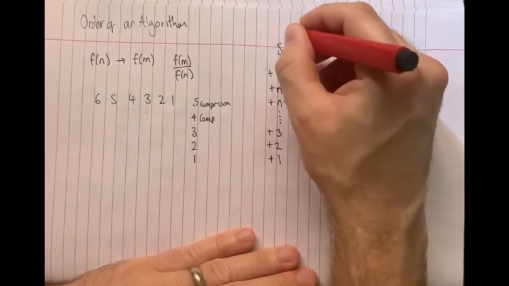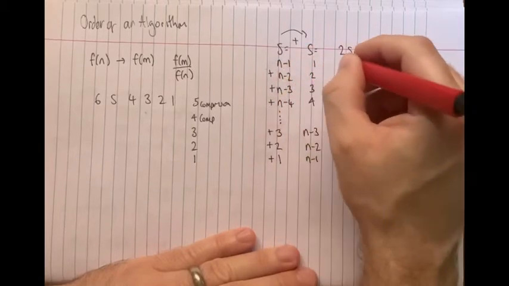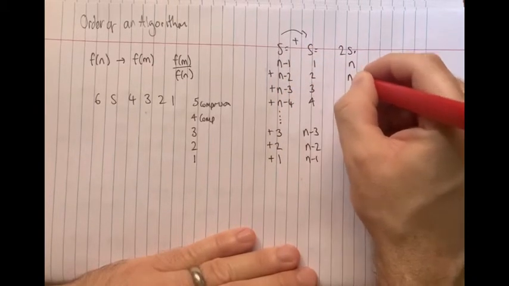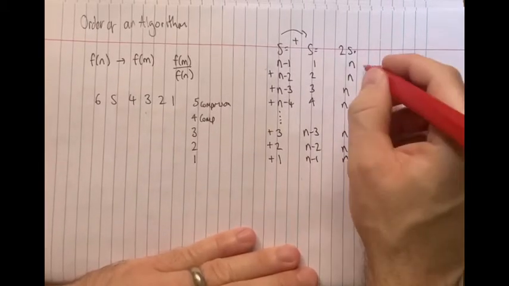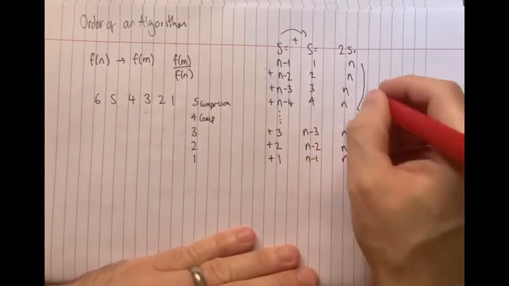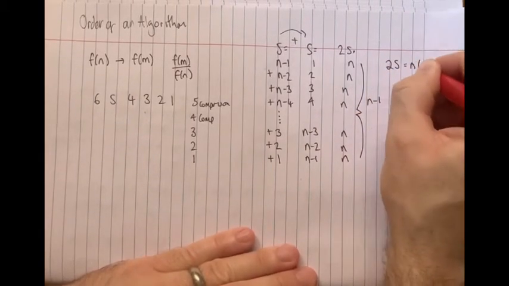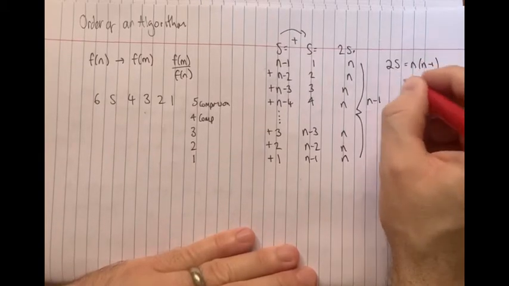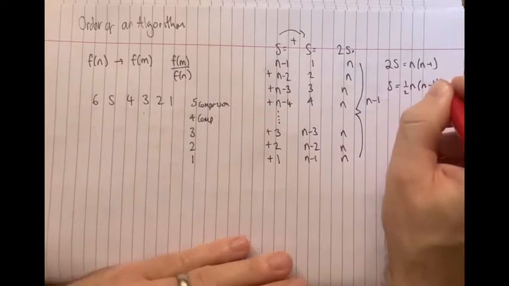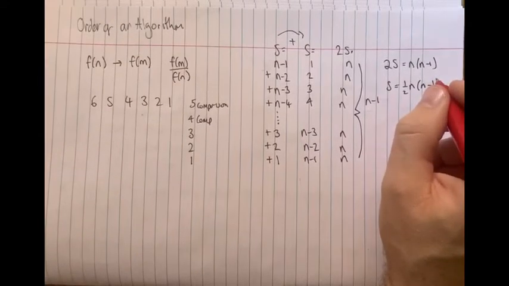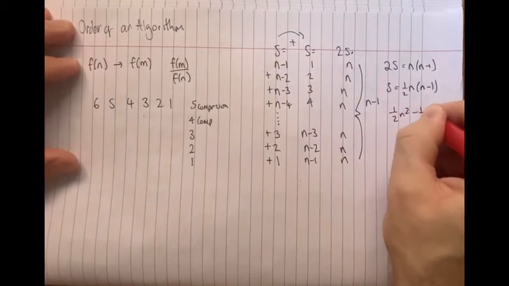Let's say I add those together. So 2 lots of the sum would be n minus 1 plus 1 is n, n minus 2 plus 2 is n, n, n, n, n, and we would have n minus 1 lots of them. So twice the sum would be n times n minus 1. So half that, the total number of steps would be half n times n minus 1. Now if I were to expand that out, that's a half n squared minus half n.